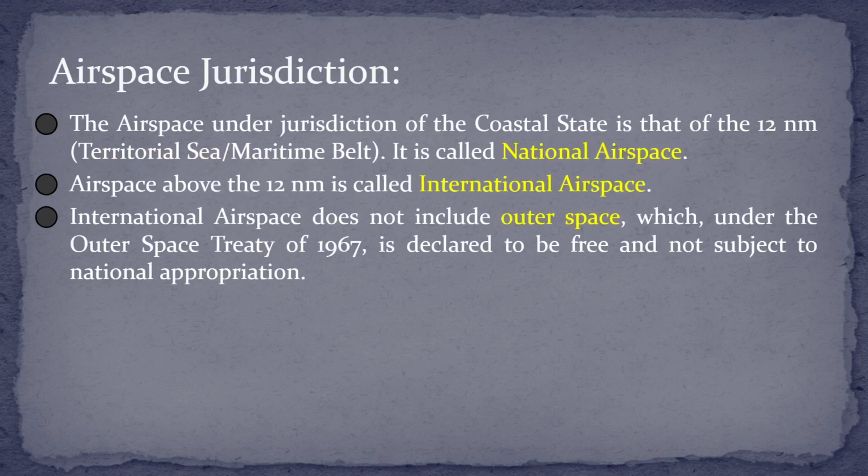Airspace Jurisdiction. The airspace under the jurisdiction of the coastal state is that of the 12 nautical mile territorial sea or maritime belt. It is called national airspace. So the part of air which is over the territorial sea, or 12 nautical miles, is called national airspace, as we have seen in the picture that came before. Airspace above the 12 nautical mile is called international airspace.